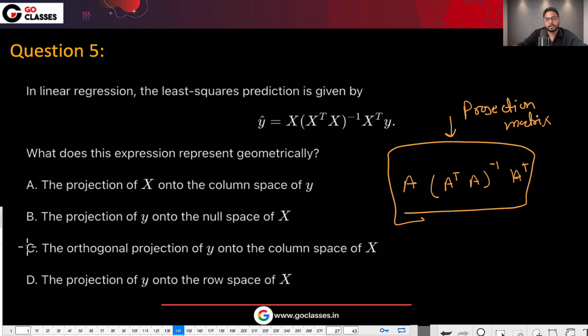Now they're asking what this generally represents. Instead of A, here we have X. If you want to find the projection of Y, you multiply by Y. This is the projection matrix. What does this represent? This is the projection of Y on the column space of A, the orthogonal projection of Y on the column space of X or A, whatever. So C is the correct answer here. Understood? That's how you can understand these questions.